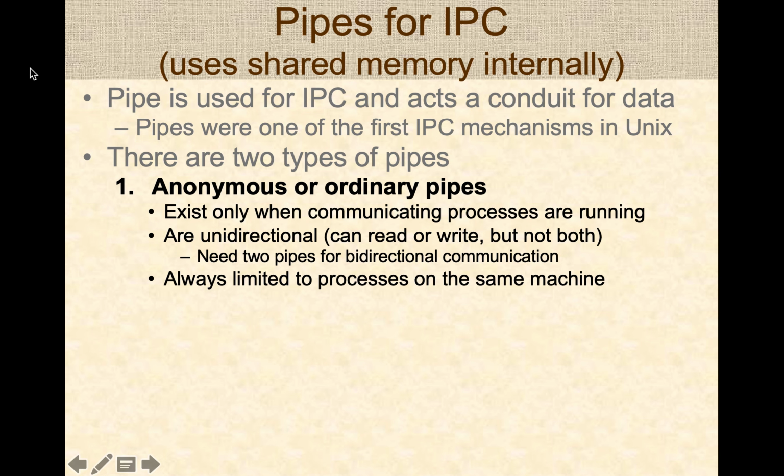And these pipes are unidirectional, so that means you can either read data or write data, in the sense that the data flows in only one direction. Keep in mind, the number of pipes you can create is always limited to the processes and the memory that is available on the machine.